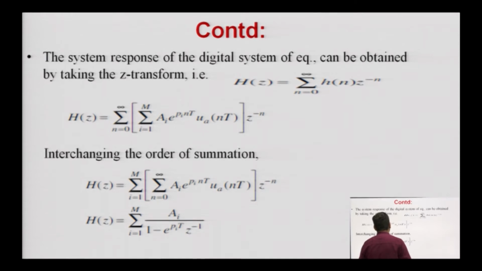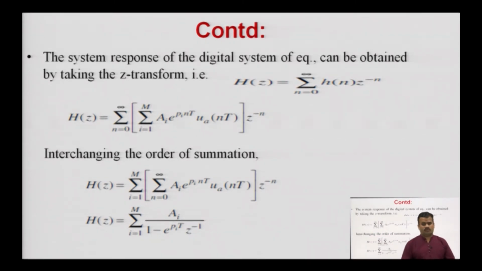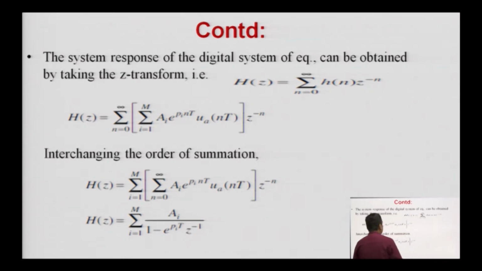Now the last step. Now you have h of n, and from h of n you have to convert into h of z. So simply you have to take the z transform here. So in the third and last step, you have to take the z transform of this.